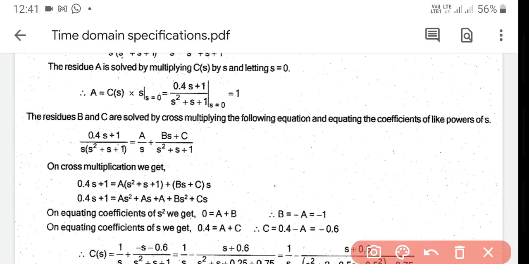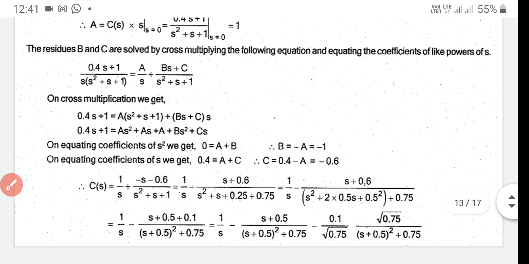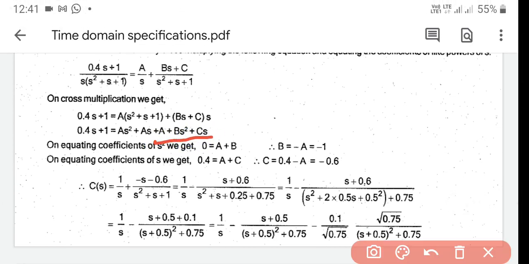After that we will get the equation like this: A into (s square plus s plus 1) plus (Bs plus C) into s is equal to 0.4s plus 1. This is the equation after cross multiplying it. Now you have to equate the s square coefficients and s coefficients. After equating the s square coefficients, the equation is A plus B is equal to 0. So from this equation, B is equal to minus A, that is nothing but minus 1.